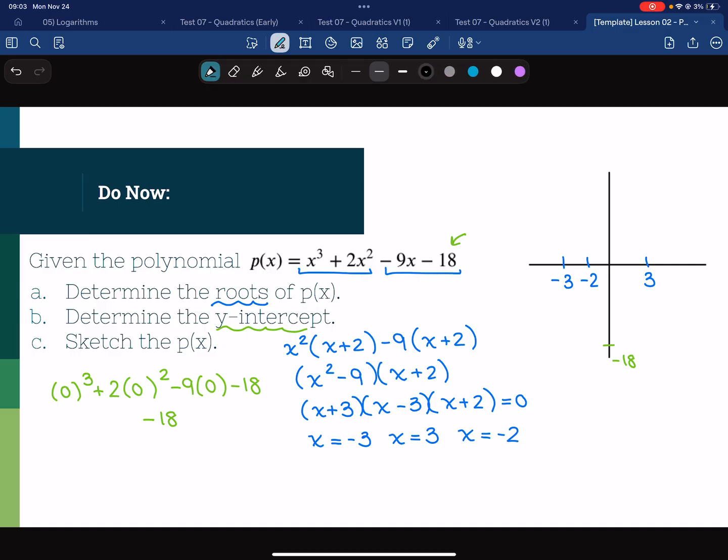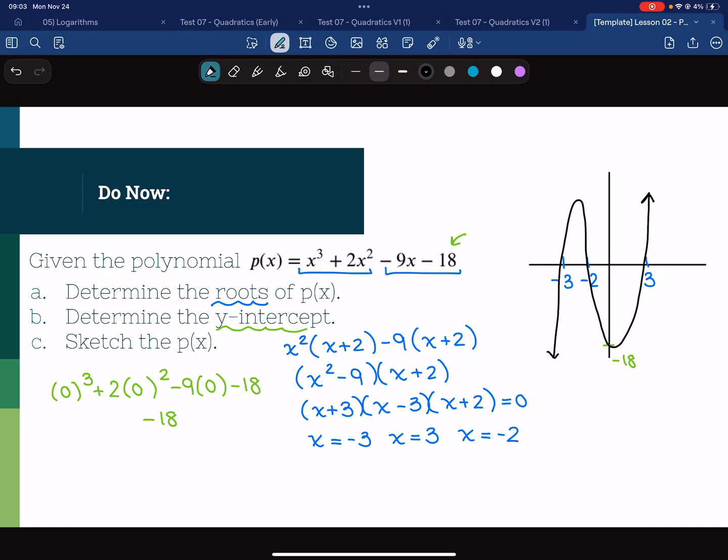Your curves, you don't need to worry about too much either. So we know this is a cubic. We're looking at something like such. That way it passes through each of those zeros that it's supposed to be, all those x-intercepts that are shown, and we have that negative 18 as my y-intercept.